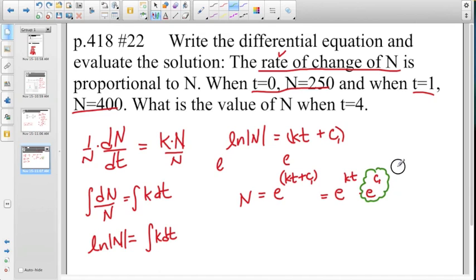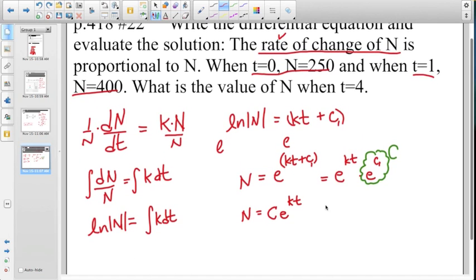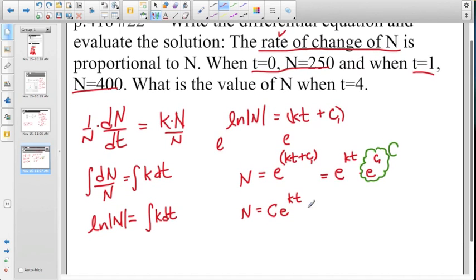Let me write that a little more clearly. There we go, the constant c. So what I have then is n is basically c e to the kt. Okay, so there's our general expression for that differential equation. And so now we have to deal with the initial conditions.